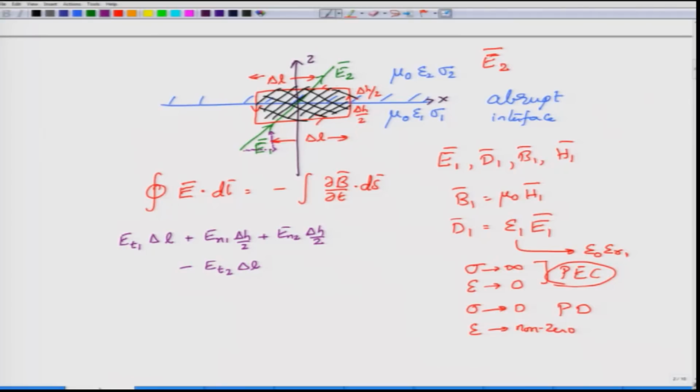Why is it minus? Because the delta L senses are different in the medium 1 and medium 2, correct. So, this is what I have, and then I have minus En2 delta h by 2 minus En1 delta h by 2. Clearly, these cancel out, leaving the left hand side simply as Et1 minus Et2 times delta L.